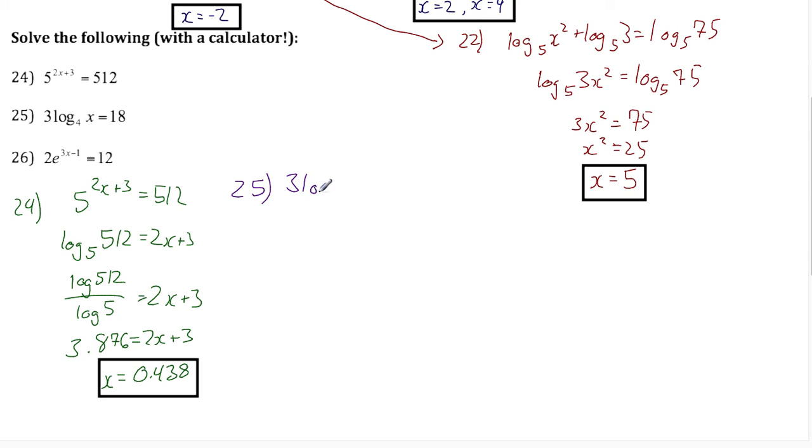All right, so we get 3 log base 4 of x is equal to 18. Whenever you have a coefficient here, you could make it the power, but really the easiest thing is just to divide. So we get log base 4 of x is equal to 18 divided by 3, which is 6. And then we can rewrite this. So it's a log, so we write it as an exponential. 4 to the 6th equals x. And 4 to the 6th power is 4,096. So there we go.